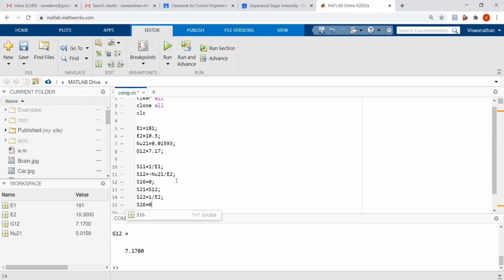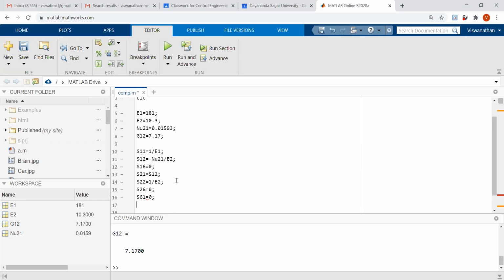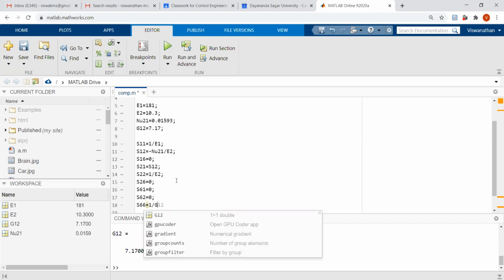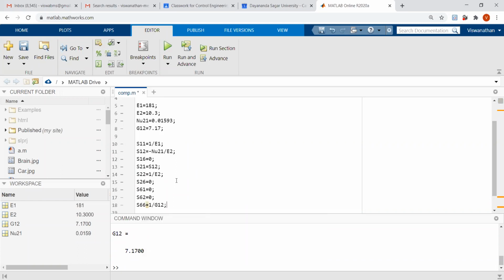S26 is 0. And then S61 is what? 0. S62 is 0 again. S66 is 1 divided by G12. These are all case sensitive, so make sure you use the same small letters or capital letters, whatever you use. It must be consistent.